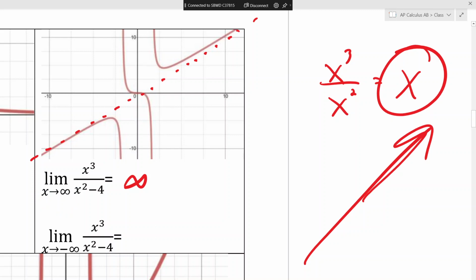So even if there were a coefficient here, like 4x cubed, that's a good question. This would just kind of reduce down to that, right? It's still going to be a line. So basically that's multiplying it by 4. That's going to stretch it, so make it a little bit steeper, but we just care where it's headed.